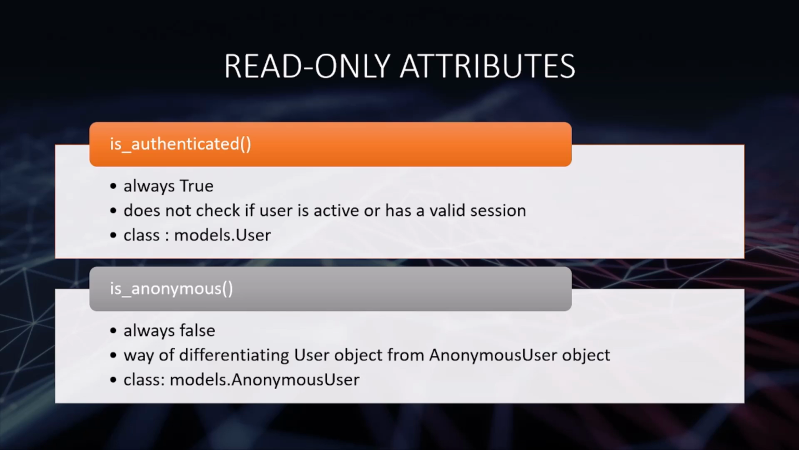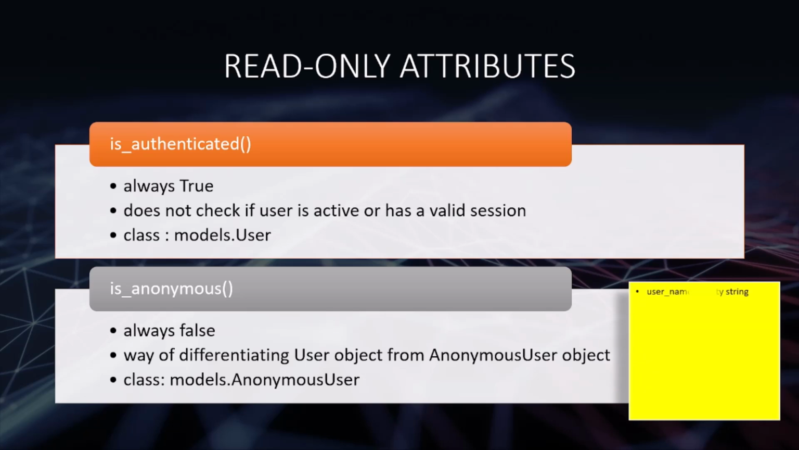It's AnonymousUser. And in addition, AnonymousUser will return username as an empty string, get_username empty string, is_authenticated is always false, is_staff is also false, is_superuser also false, is_active as well returns false, groups and user_permissions are empty, right? In practice, you will mostly use is_authenticated. is_anonymous is mostly used by web requests.